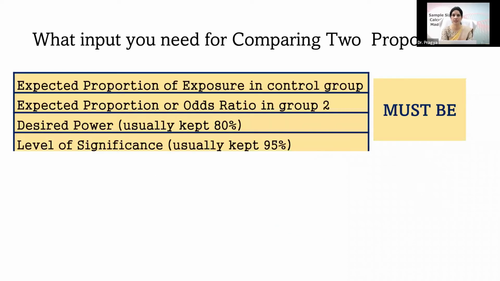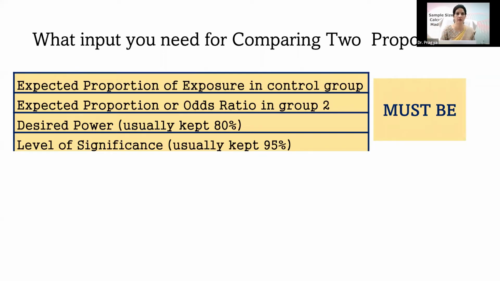So now let's do it in the statulator. For comparing two proportions, what do I need? I need the expected proportion of exposure. Remember, we started with the cases and the control, and I have to see the exposure in the control and in the cases. So I need the expected proportion of exposure or risk factor in the control group, and group 2 is actually the cases. If you see the statulator, it talks about the reference and the experimental, so the reference will be your control and the other group will be your cases.